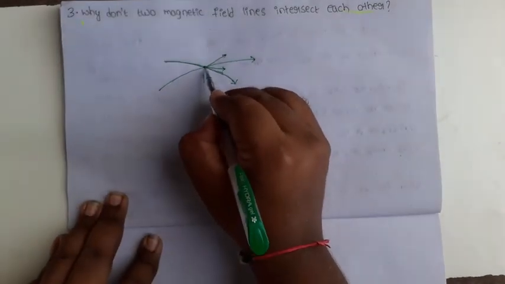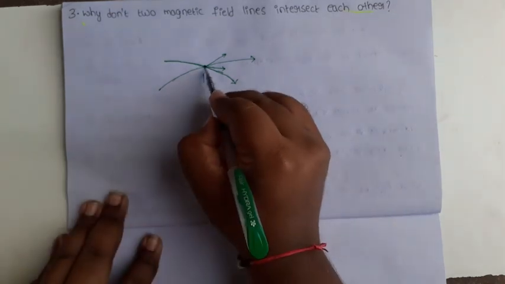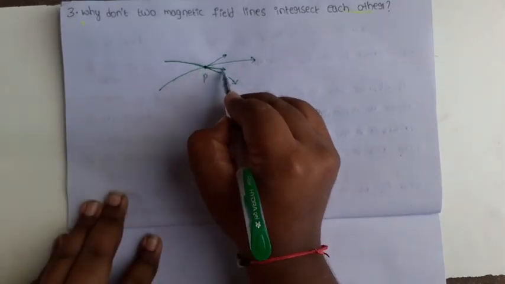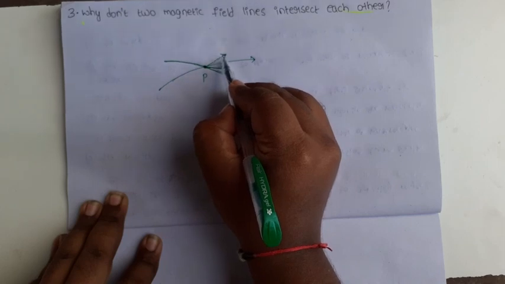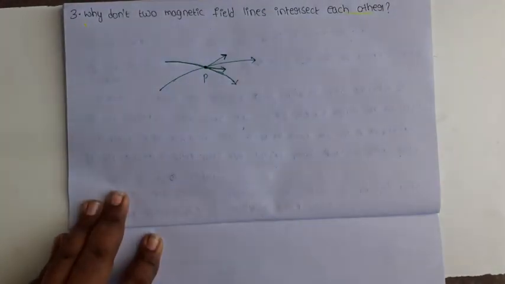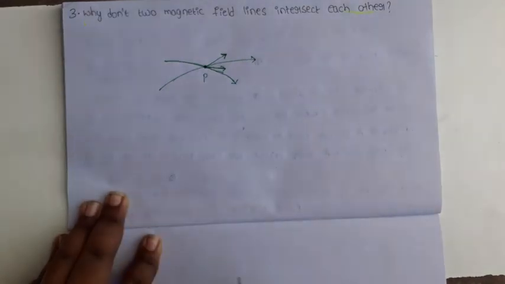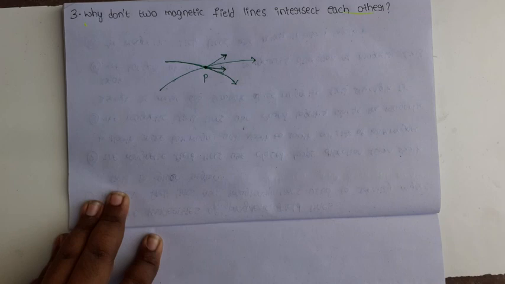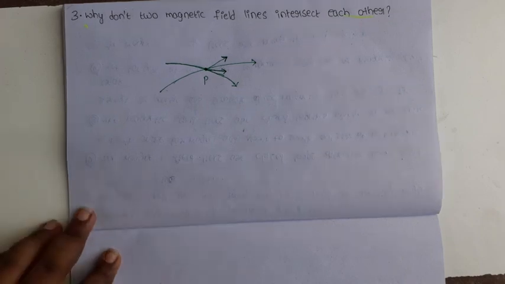So when two magnetic field lines intersect, at that point the magnetic field would have two directions, which is not possible. Magnetic field lines have only one direction. Okay, that is the answer.